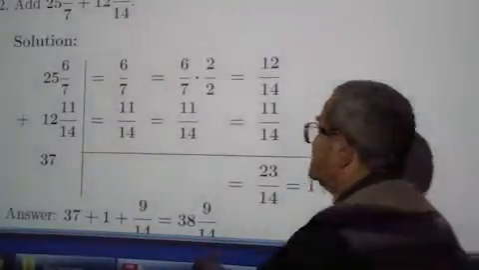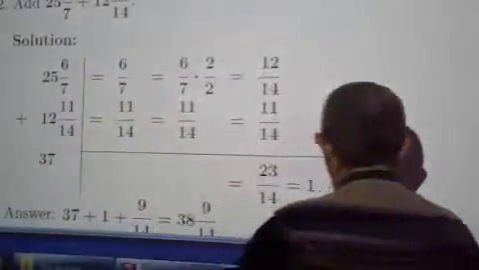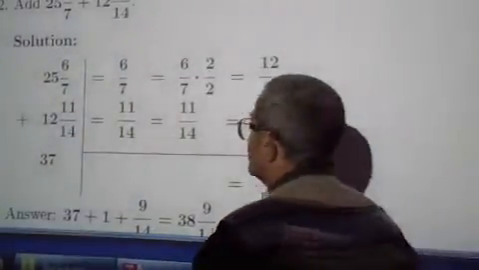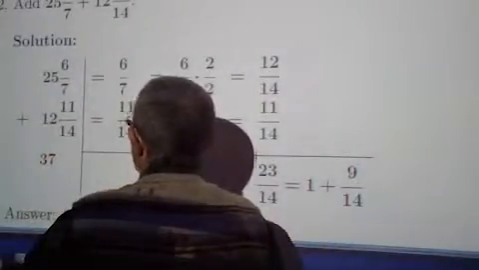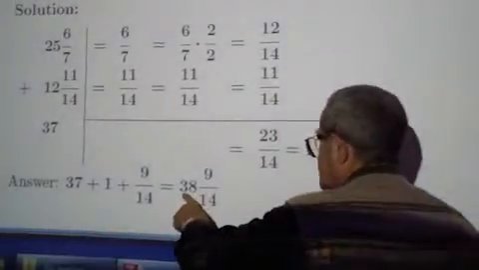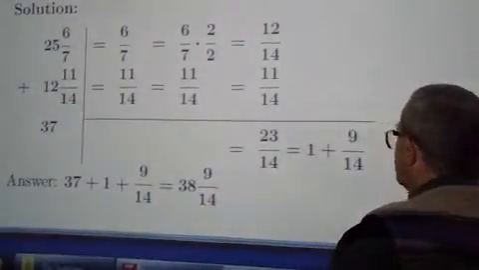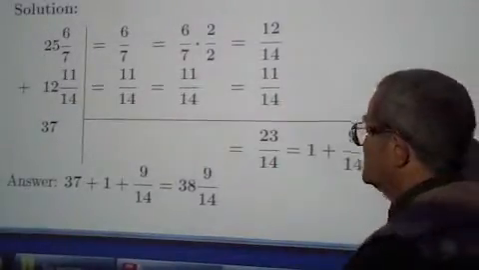The fractions here get replaced by 1 and 9 over 14. And when you add these two, you get 37, and that should be plus 1. So the answer is 38 and 9 over 14. Why plus 1? Because you get a whole number 1 right here. Does that make sense?